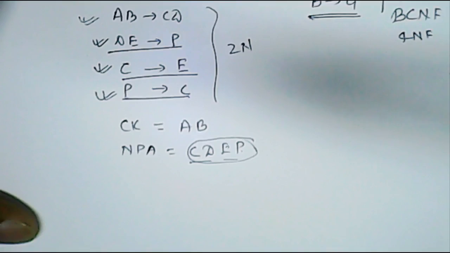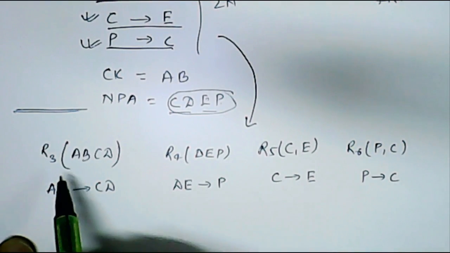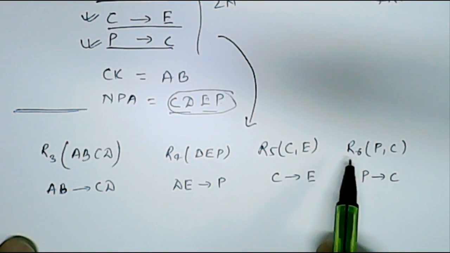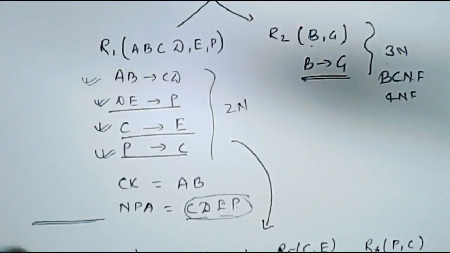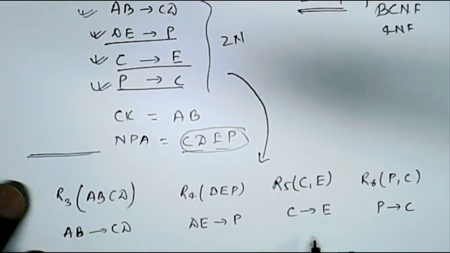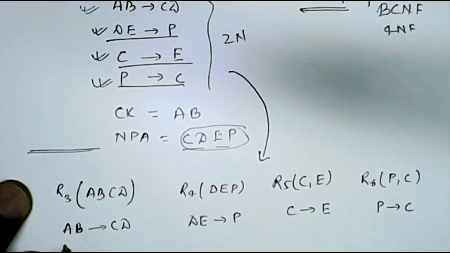We will separate all these three into multiple tables. So here we will have four tables, that is R3, R4, R5 and R6, and what we are doing is, for each functional dependency we are creating a separate table. Now a question is whether these R4, R5, R6 and R3 are in third normal form.